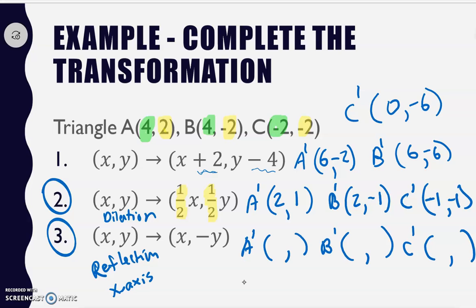So all I'm going to do is keep X and Y in the same exact spot. X never changes, so I'm just going to write the same X value, 4, 4, and negative 2. But you can see that Y is the opposite. So instead of 2, it's negative 2. Instead of negative 2, it's positive 2. And instead of negative 2, it's positive 2. So I'm going to write negative 2, positive 2, positive 2. And I have my new prime coordinates for the image. And this would be a reflection across the x-axis.